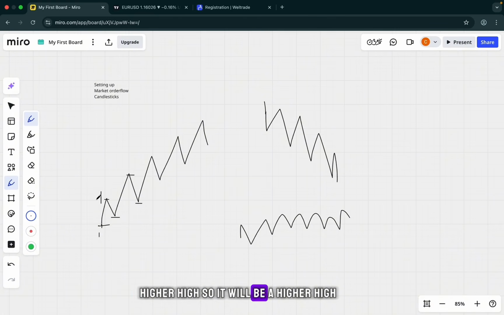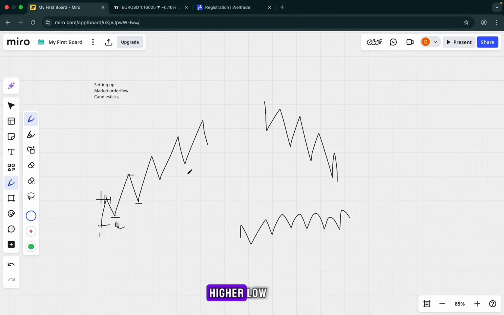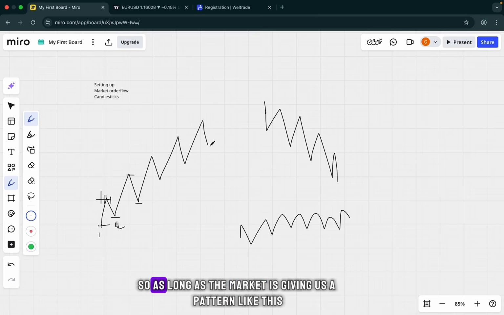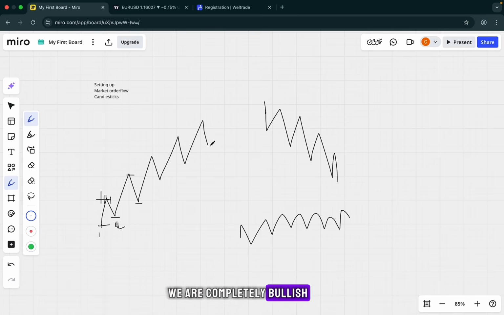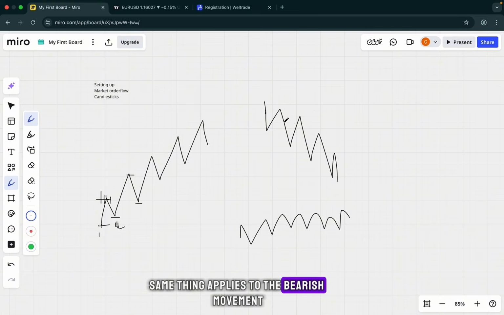So it will be a higher high, higher low, higher high, higher low, and so on. As long as the market is giving us a pattern like this, we are completely bullish. The same thing applies to the bearish movement.